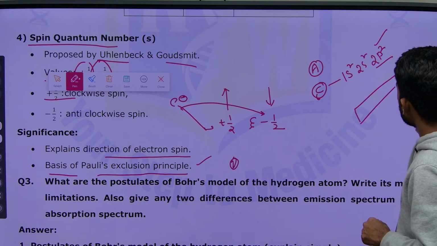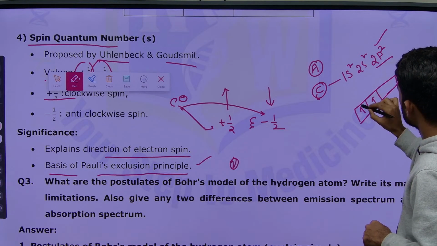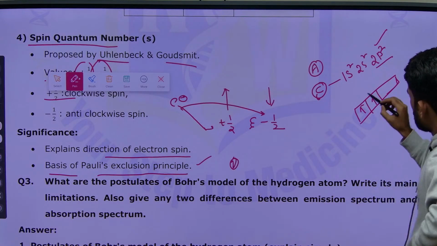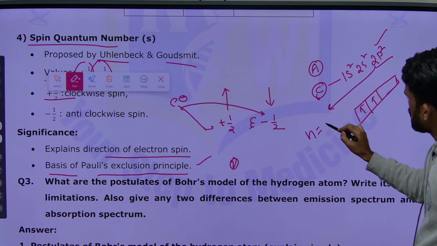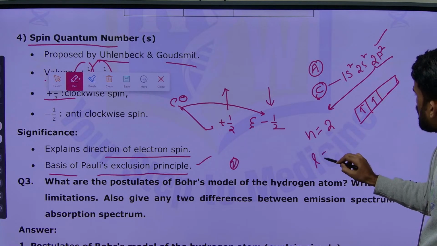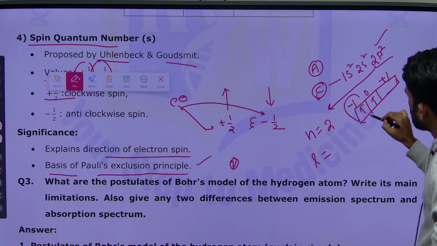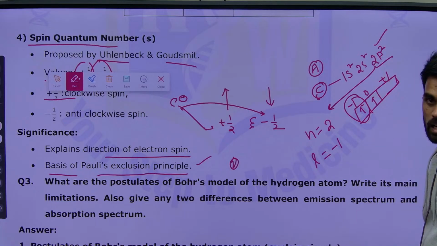See, you are writing here 1, 2, like this we are writing 1, 2. So now here, what is the n value here? For both of them n is 2 only. What about the L value? See here it is minus 1, 0, plus 1 if I write. So you got minus 1 for the first electron and 0 for the second electron, like that.